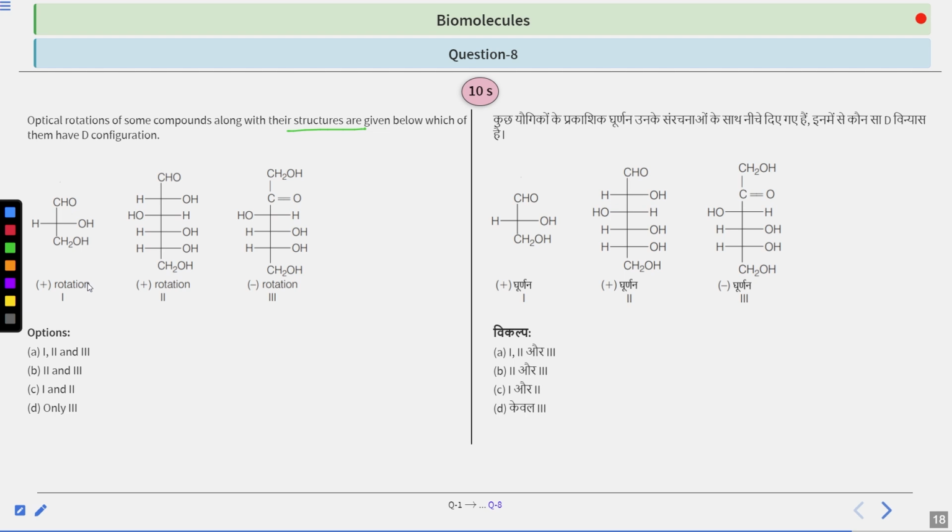So we have given some structures here, first, second, and third. Positive rotation, negative rotation. You have to tell that the optical rotations we have given are positive, positive, negative. Which of the following is having D-configuration? Options are first, second, and third, first and second, or only third. You have 10 seconds to think about the question. After that, we will see the correct answer.